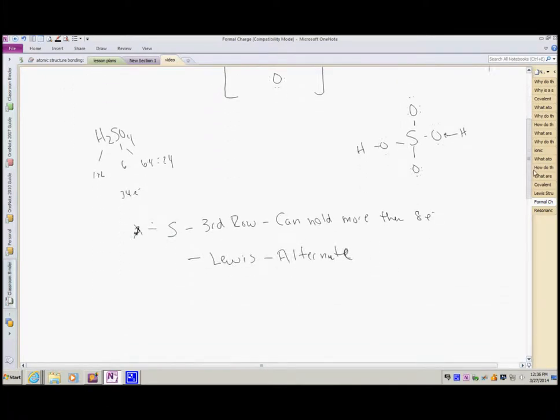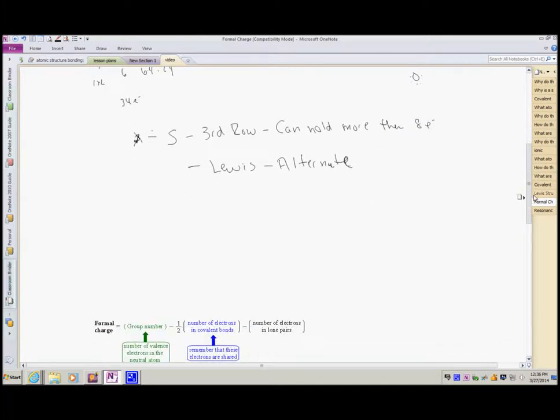Now let's try an example here. Now the sulfate. Okay, we have this option here, which I just drew. 1, 2, 3, 4, 5, 6. 3, 4, 5, 6. Okay. And let's try this option. Sulfur.